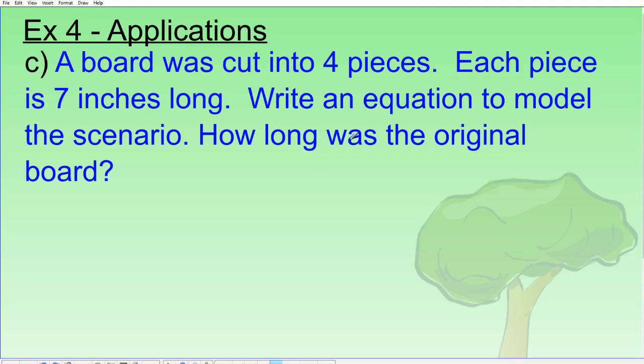Example C, this is one for you to try. It says a board was cut into 4 pieces. Each piece is 7 inches long. Write an equation to model the scenario, and then the question says, how long was the original board? Go ahead and try the problem on your own. When you are ready to continue, hit play, and we will go through it together.